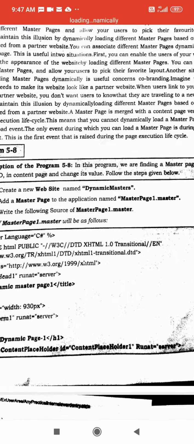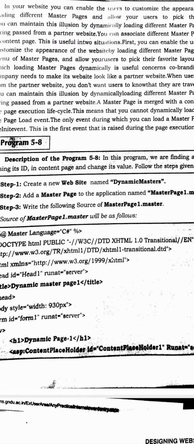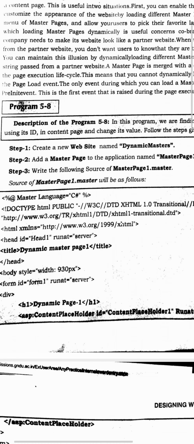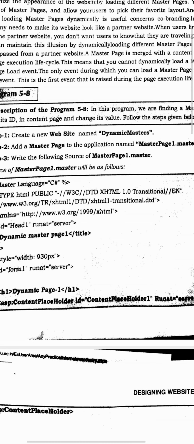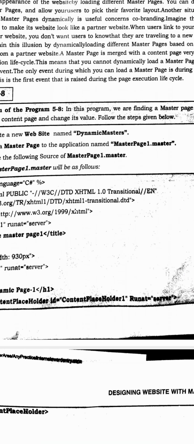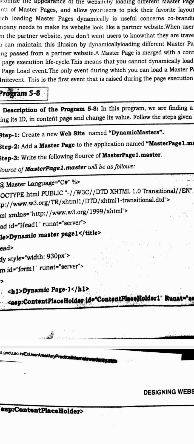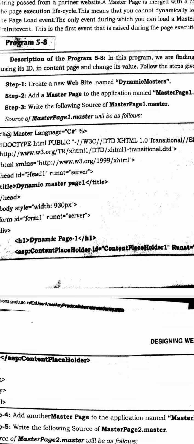So for this, we will create a new website. We'll name it Dynamic Masters or any name you can give. In the website, we will add a master page and give it a name, for example, master page 1.master or any name you can give. We'll write the source code of the master page as we write in other master pages.